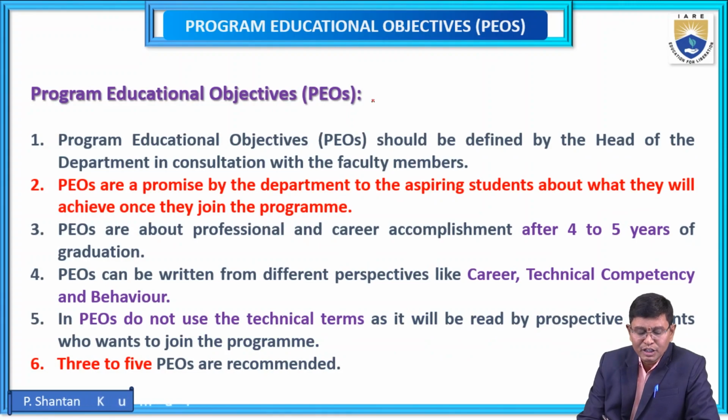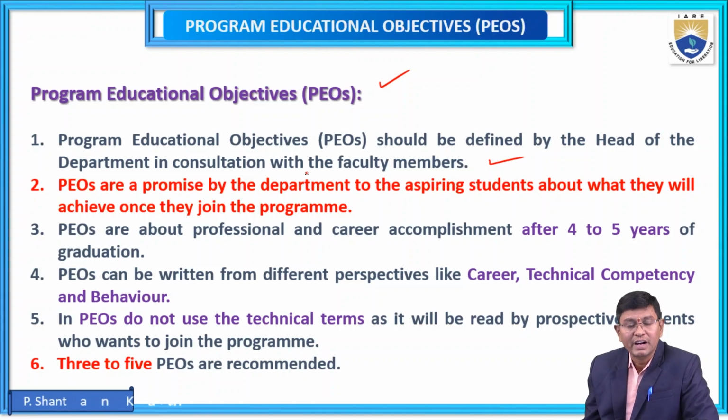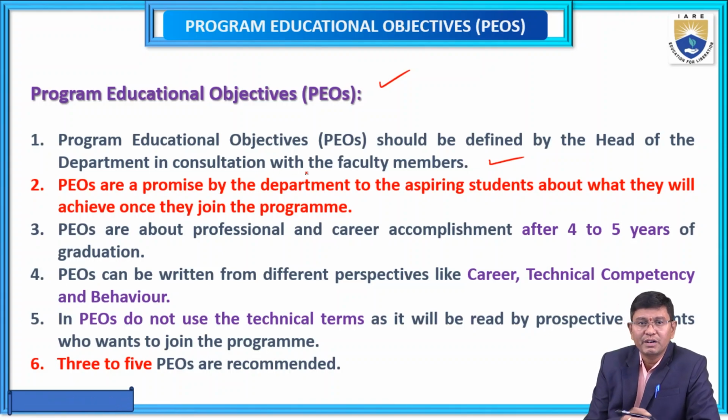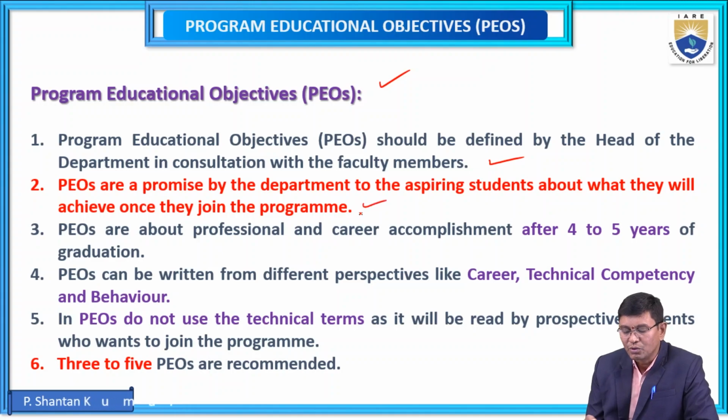And here, program educational objectives. The program educational objective, PEO, should be defined by the head of the department in consultation with the faculty members. Whatever we said previously about who prepares the PEOs, POs and COs, here is a clear explanation: PEOs are the promise by the department to the aspiring students about what they will achieve once they join the program. This is also to understand the level.